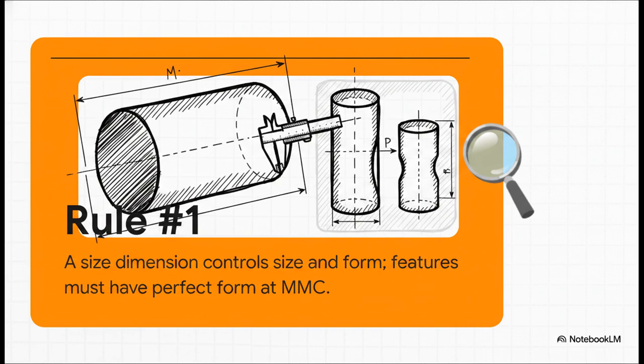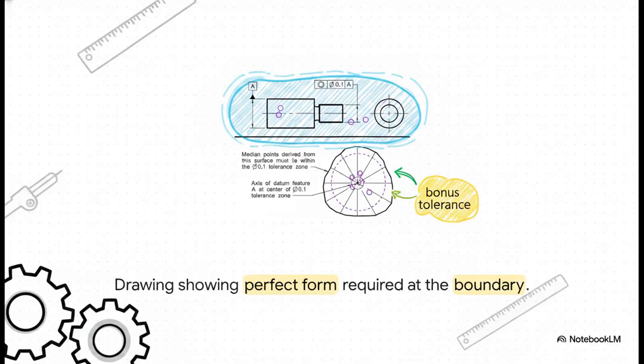Now, if the shaft is machined slightly smaller than MMC, it's actually allowed to bend slightly, but only as long as it never violates that strict outer virtual envelope. Take a look at this drafting example on screen. The size tolerance automatically creates a virtual boundary, an envelope, that the physical part simply cannot violate. This directly links the allowable form error, things like straightness or circularity, to the actual local size of the part.